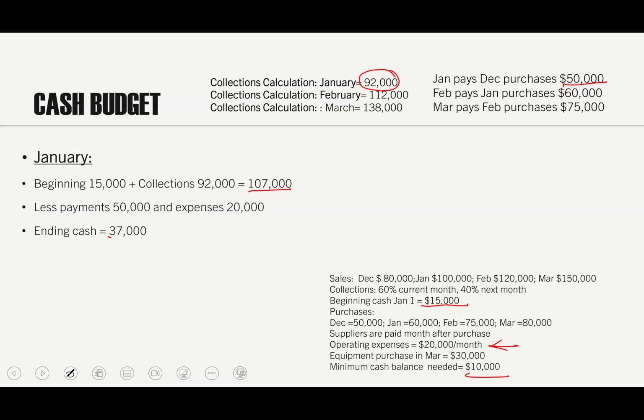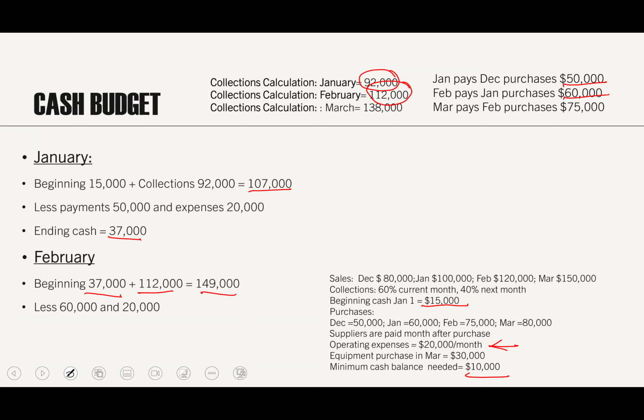Now notice this is my ending balance of January, which will become my beginning balance of February, right? So now in February, my beginning balance is 37,000. My February collections are 112. So total cash available is 149. In February, I pay this plus 20,000 of operating expenses. So I pay 80 again. I have plenty of cash available. No need to borrow. This 69,000 again becomes my beginning balance for March.